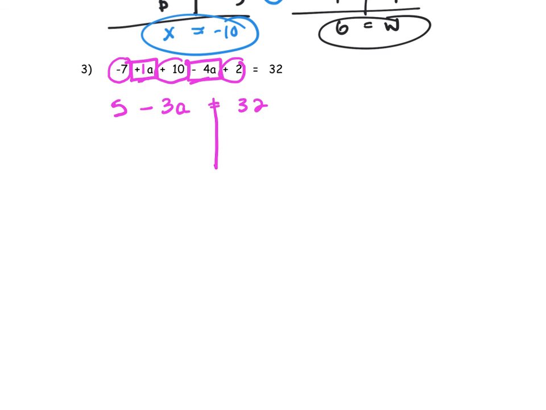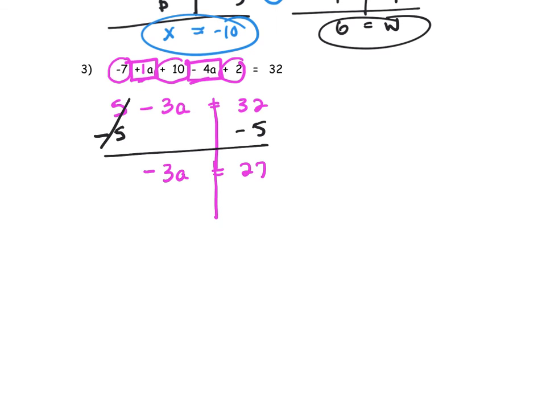I want to make sure I undo or get rid of, eliminate the constant first. That's the number without the variable. So that's eliminated, leaving minus 3a. So I'm going to look at that like it's negative 3a. And on this side, 32 minus 5 would be 27.